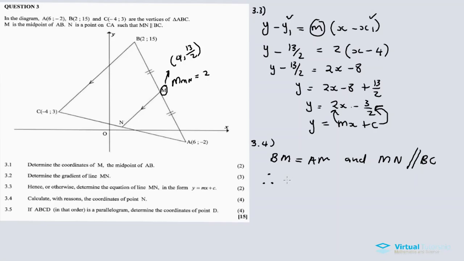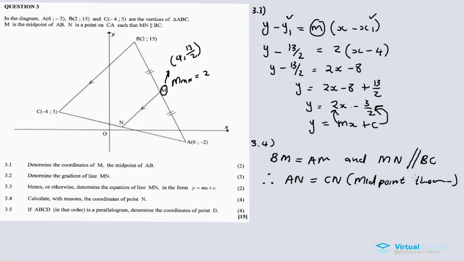Therefore, AN must also be equal to CN. Why? It's because of the midpoint theorem. This is because of the midpoint theorem.